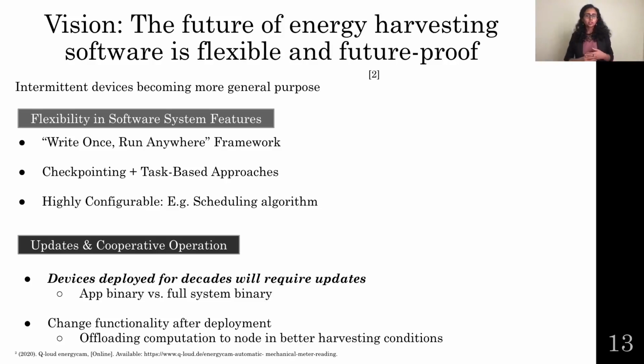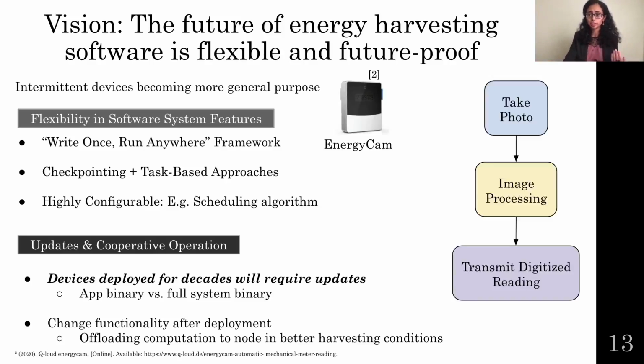And then in terms of updates and future-proofing, if we want devices that will be in operation for decades and decades, we need to look at the possibility that we're going to have to update them, whether that's security updates, or updates to an application or algorithm. So an example here was derived from something called Energy Cam. Basically, Energy Cam is a continuously powered device that takes a photo of a meter or a gauge and then digitizes it and transmits it.